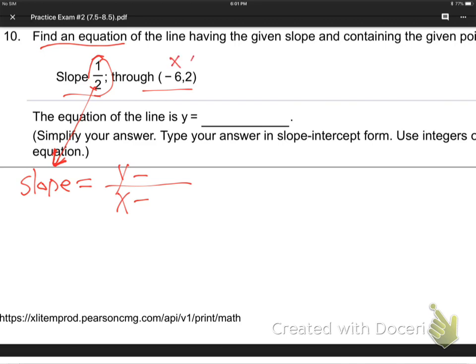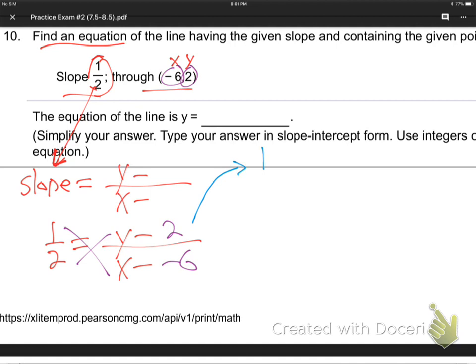this is the x, this is the y. That's going to go in the back of the x and the y. So we have slope is a half. And I'm going to plug in the x in the back of the x and the y in the back of the y, like that. So now, what do we got to do from there? Diagonal, diagonal, cross multiply.